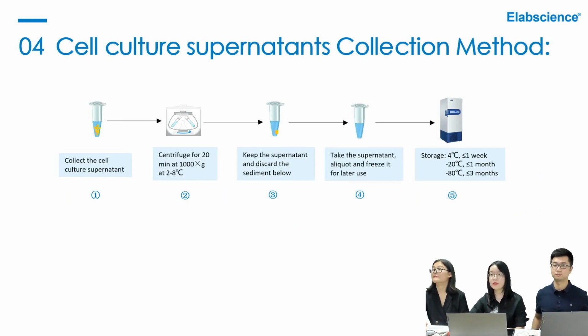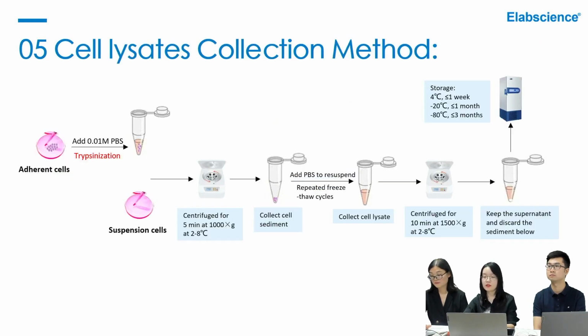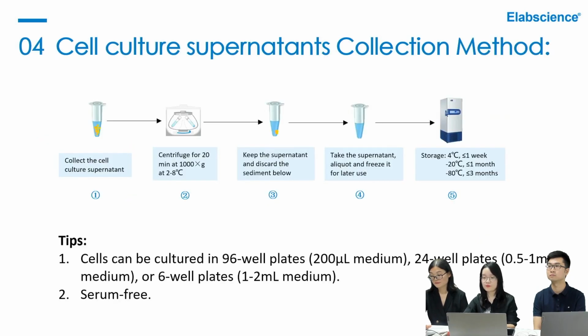The fourth sample type is the cell culture supernatant. Cell supernatant samples could be prepared by a simple centrifugation step to remove the cell debris and impurities. Cells can be cultured in different well plates, but we should make sure that the number of cells in each group is basically the same and the growth state is fairly good. In addition, it's desirable that the cell culture media does not contain serum components.